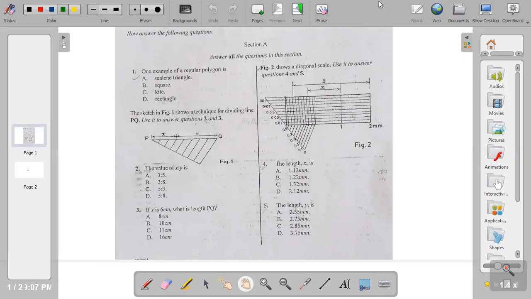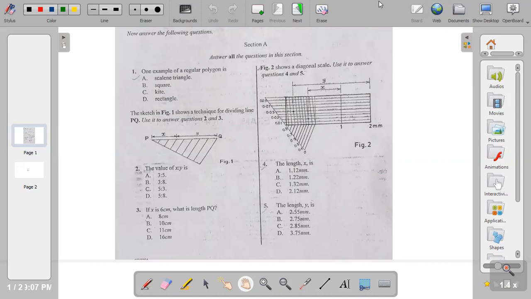Question 1. One example of a regular polygon is A, scalene triangle, B, square, C, kite, D, rectangle. The answer is square, and it is square because a regular polygon has equal sides. Question 2. The sketch in figure 1 shows a technique for dividing line PQ.